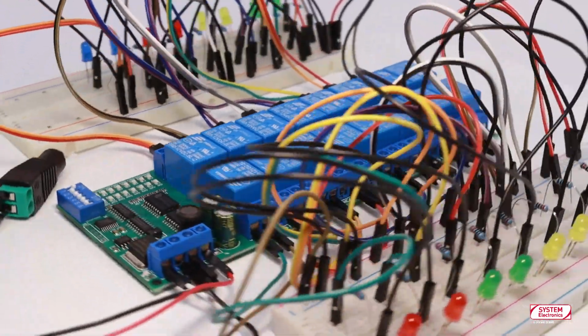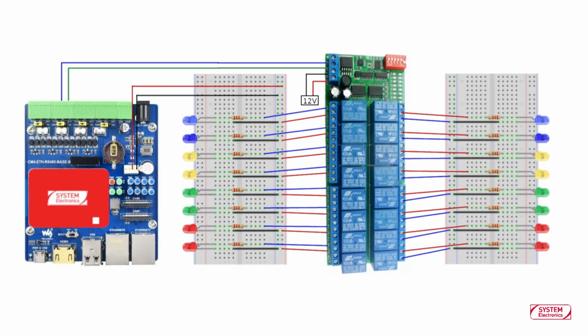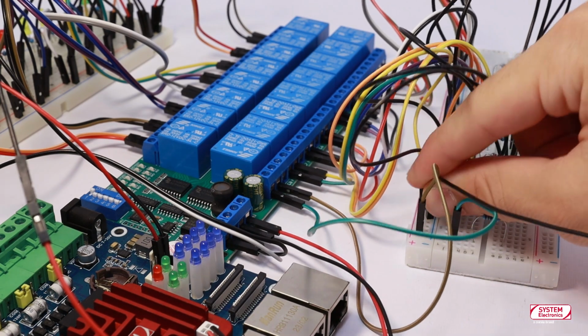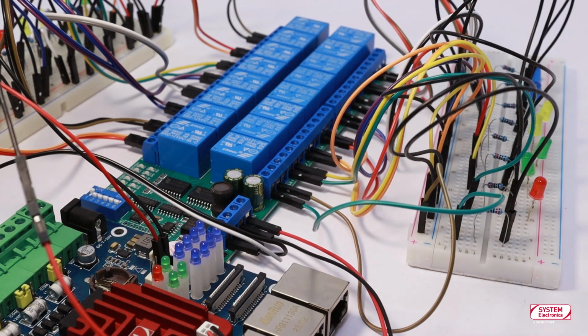Now let's move on to the hardware setup. Connect the relay board to the second 485 interface of the baseboard. Specifically, the B1 and A1 plus terminals are connected to the B- and A plus terminals of the relay board. Don't forget to power the relay board with the 12-volt power supply. Finally, connect the LEDs to the normally open and common ports of the relays.